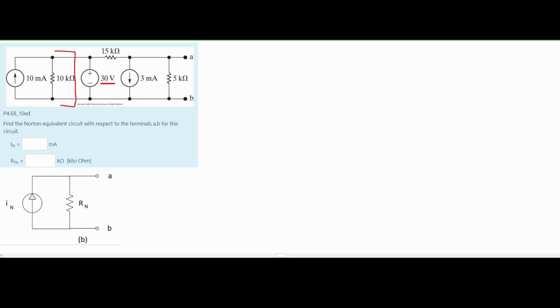We're using a source transformation when we look at this voltage and this resistance that accompanies it. We are going to turn this into a current, and then we are going to make our resistance in a parallel form instead of a series. First, we need to find our current. We can do this by using Ohm's law and setting current equal to voltage over resistance.